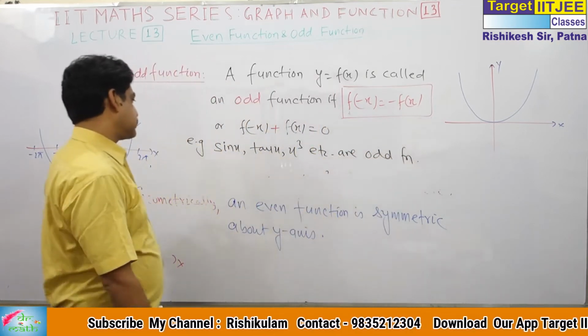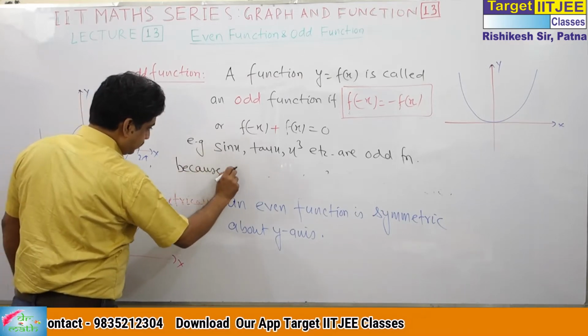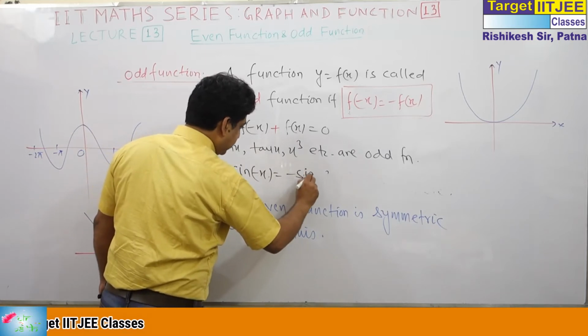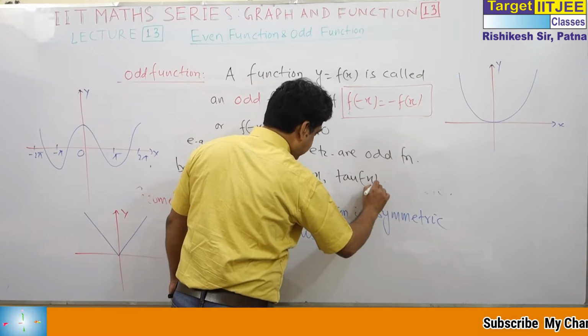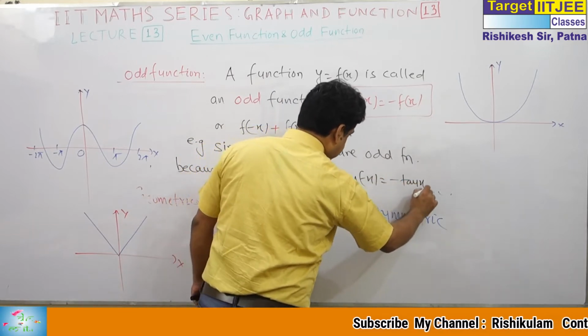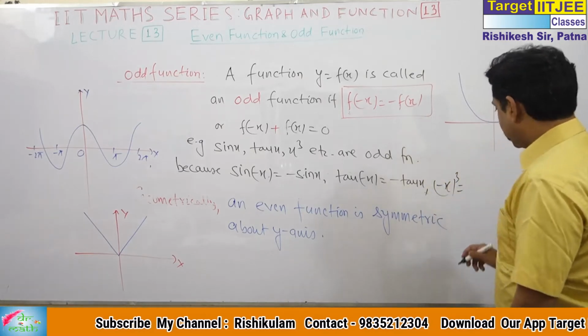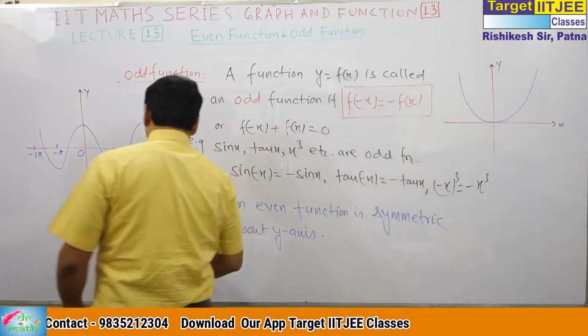Why odd functions? Because sin(minus x), you know sin(minus theta) is minus sin theta, so minus sin x. Tan(minus x) is minus tan x. (Minus x) cube is minus x cube. It means it takes a negative sign.